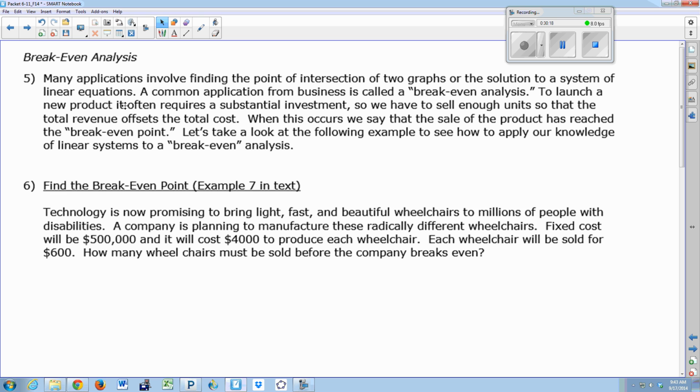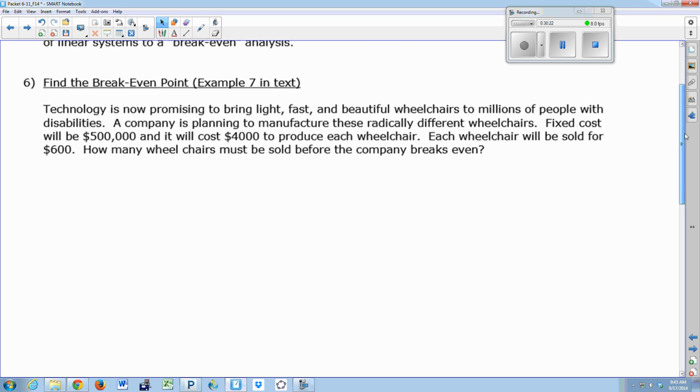So if we have the following situation, this is in your textbook. It's a problem that deals with creating new wheelchairs. And it says the company plans to invest to manufacture these radically different wheelchairs. The fixed cost, so before they start even producing this, the startup cost is $500,000. That's the fixed cost. And then it's going to cost $4,000 to produce each wheelchair.